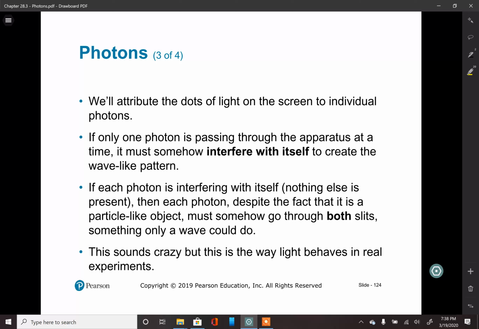And so the only way this works then is if the photon somehow, as it reaches the slits, interferes with itself, therefore there's something to interfere with, and then creates the wave-like pattern, then goes back to being a photon on the other side.